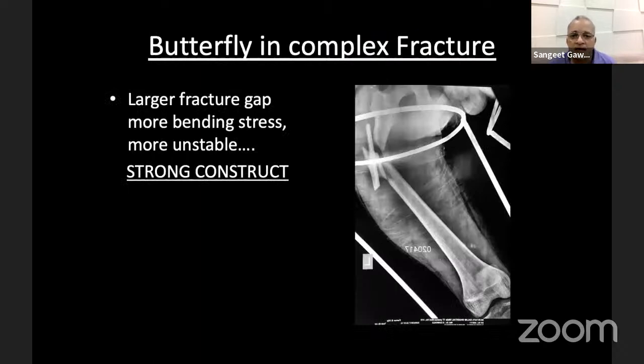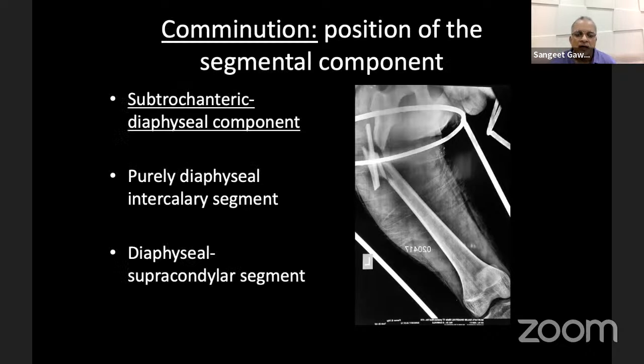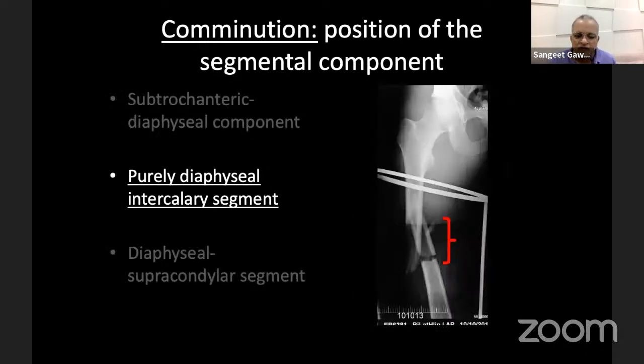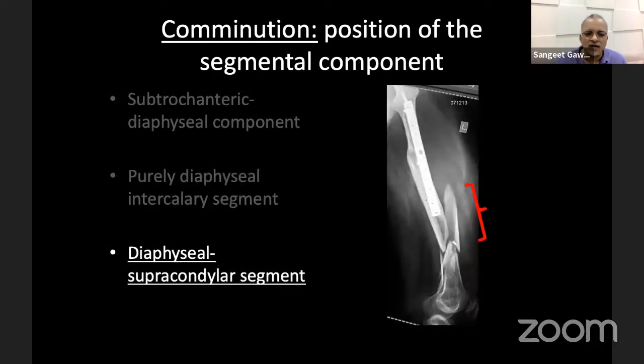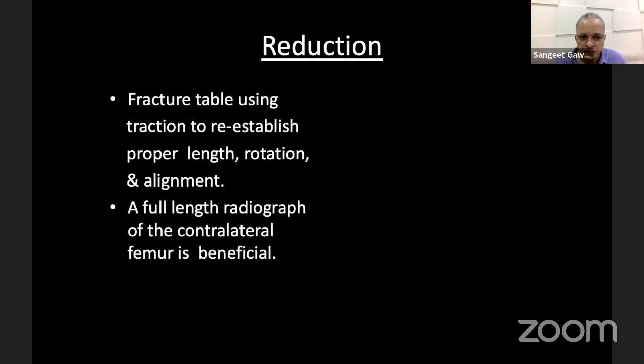Now, these butterflies in complex fractures leave a larger fracture gap, more bending stresses, and more instability. So usually when we have comminution, you require a stronger construct. And for simplicity, I'll divide into subtrochanteric diaphyseal, pure diaphyseal, and diaphyseal supracondylar segments. The subtrochanteric diaphyseal fractures are like this. Often there is a lateral comminution. Then we can have a pure diaphyseal intercalary segment, or we can have a diaphyseal supracondylar segment.